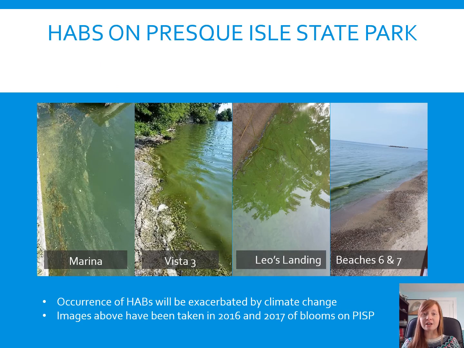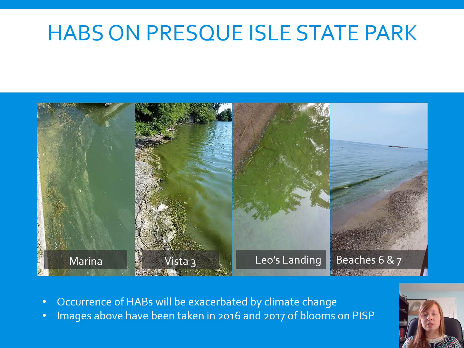I just wanted to give you a picture of some harmful algal blooms on Presque Isle State Park and a couple areas that are very, very prone to producing harmful algal blooms. So these pictures from left to right are taken at the Marina, Vista 3, Leo's Landing, and on beaches 6 and 7. It's important to know that the harmful algal blooms can present in many, many different ways. You can see in the picture at the Marina, it's very clustered together, forming a very visible scum on the surface, whereas at beaches 6 and 7, it looks more like it is throughout the water column and it's kind of within the waves, but you can't really see it super clearly, like you can in the photos at Vista 3 and Leo's Landing.